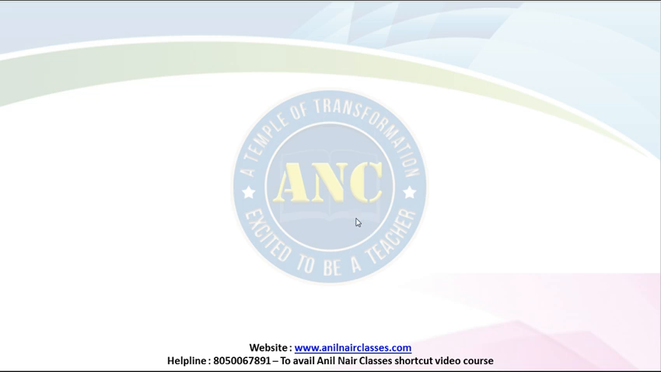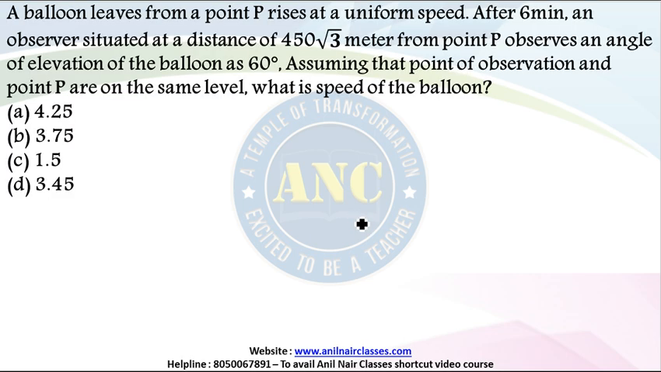Next question. Now please see this next question. Again one more question based on a balloon, but it's a very easy question this time. Your question is, a balloon leaves from point P and rises at a uniform speed. There is a point P on the level ground. The balloon leaves from point P and rises at a uniform speed. That is point number 1. That means the balloon will keep rising like this at some uniform speed. This is where the balloon is located right now. This is the balloon.